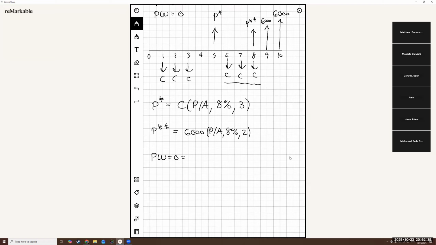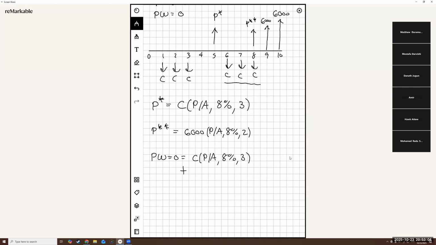And I take this, let's start with this term here, the three C's over here. It's C, P slash A, 8% for 3 installments. That term in itself is perfect now, because this term will give us a present worth exactly on year 0, which is what we want. We don't need to adjust it.